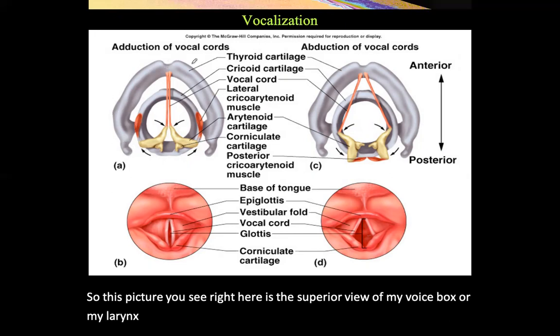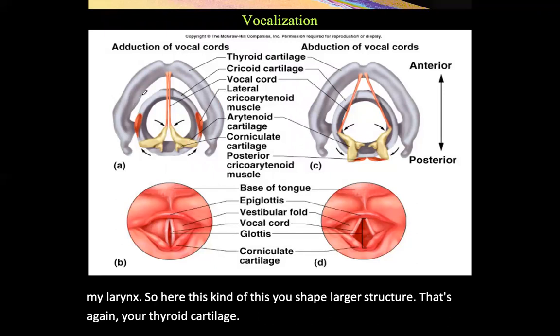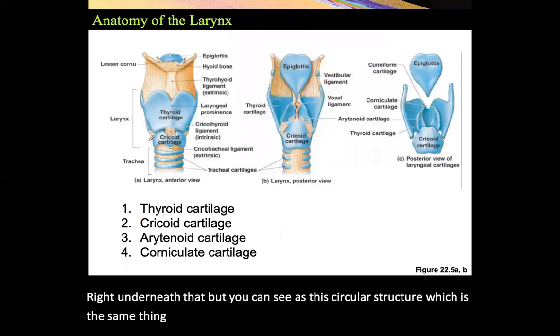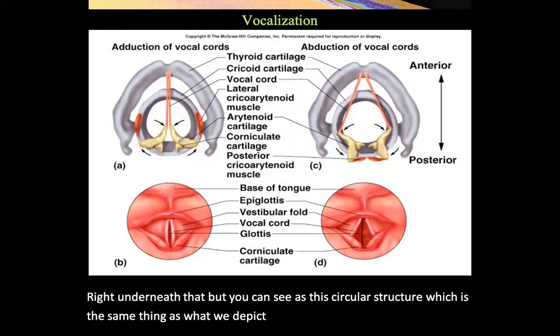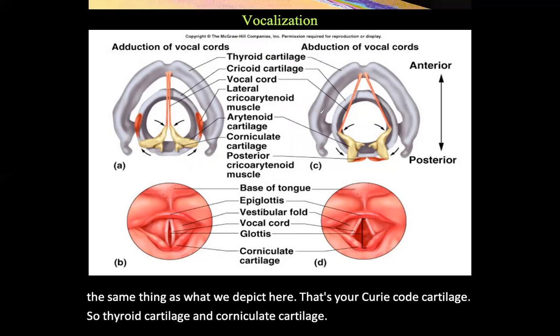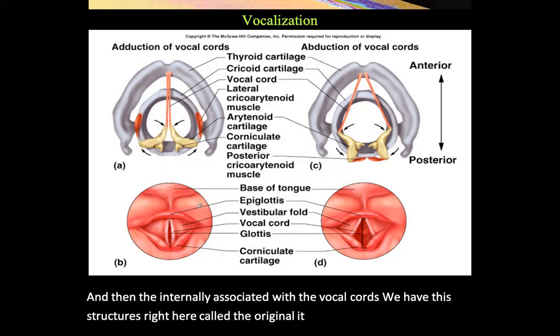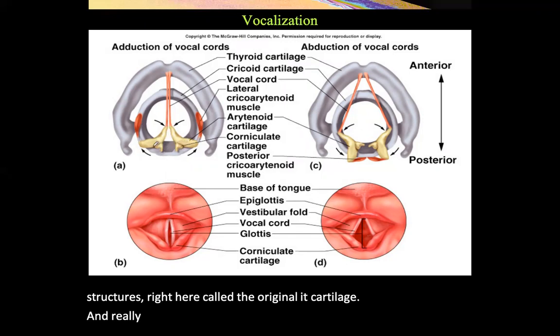So here, this U-shaped larger structure, that's again your thyroid cartilage. Right underneath that, what you can see as this circular structure, which is the same thing as what we depict here, that's your cricoid cartilage. So thyroid cartilage and cricoid cartilage. And then internally associated with the vocal cords, we have these structures right here called the arytenoid cartilage. And really a small one right here, there are two of them called the corniculate cartilage.